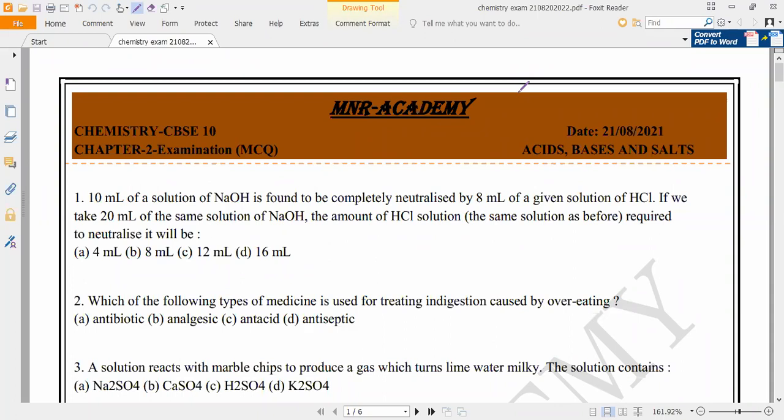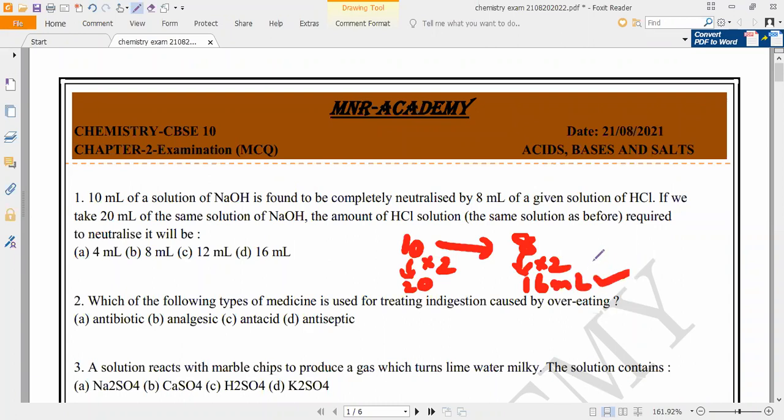Ten ml of a solution of NaOH is found to be completely neutralized by 8 ml of a given solution of HCl. If we take 20 ml of the same solution of NaOH, the amount of HCl solution required is equal to how much? Yeah, 16 ml. You can see 10 ml of NaOH requires 8 ml. Now 20 ml means double, so here also 8 becomes double, which is equal to 16 ml. Is it yes or no, guys? Yes, sir. So option D is the correct answer.